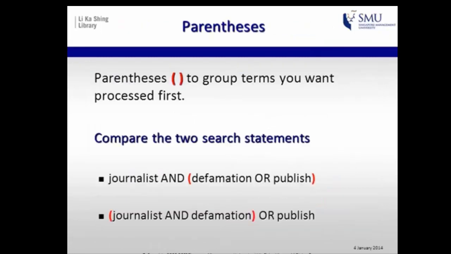When conducting your online search, you will have multiple terms and multiple connectors. Parentheses help you to group terms you want processed first. Compare the two search statements. They will give you very different results depending on where the parentheses are placed. The first one, a search engine will process by retrieving documents that have the terms journalist and defamation, and then it will search for documents that have the terms journalist and publish. In the second statement, it will search for documents with the terms journalist and defamation, and then it will search for any documents where the term publish appears. As you can see, the results will be very different.